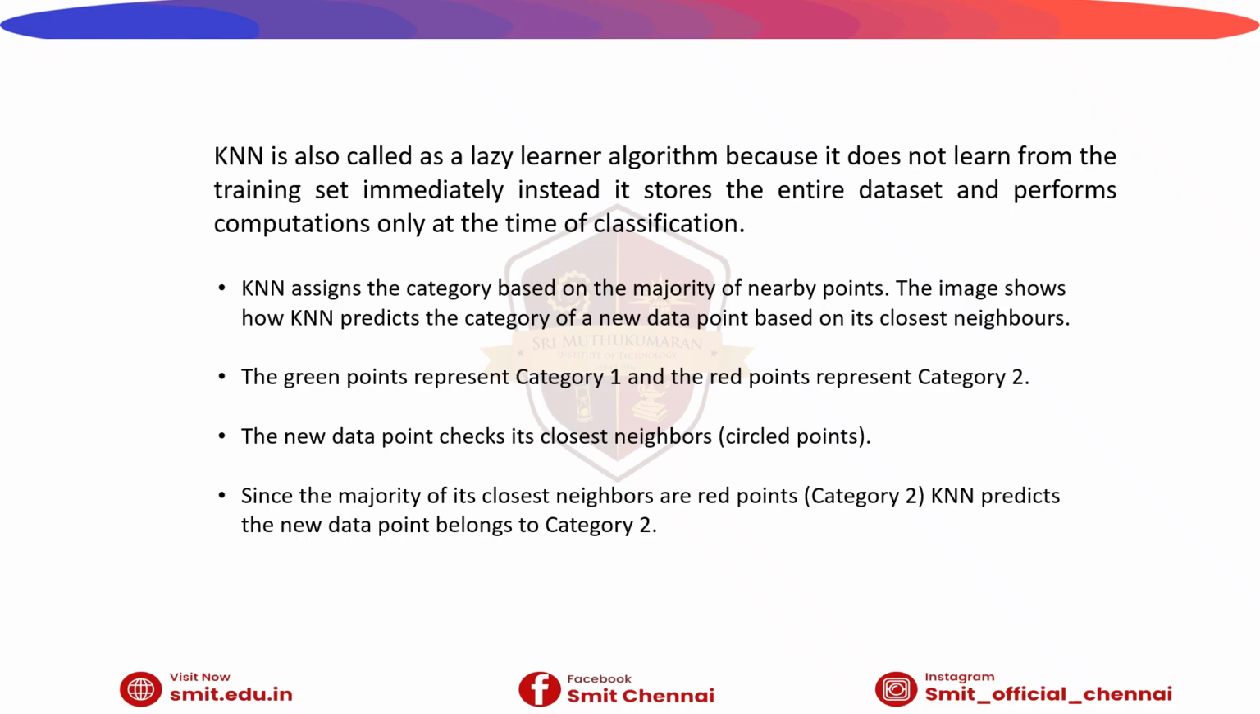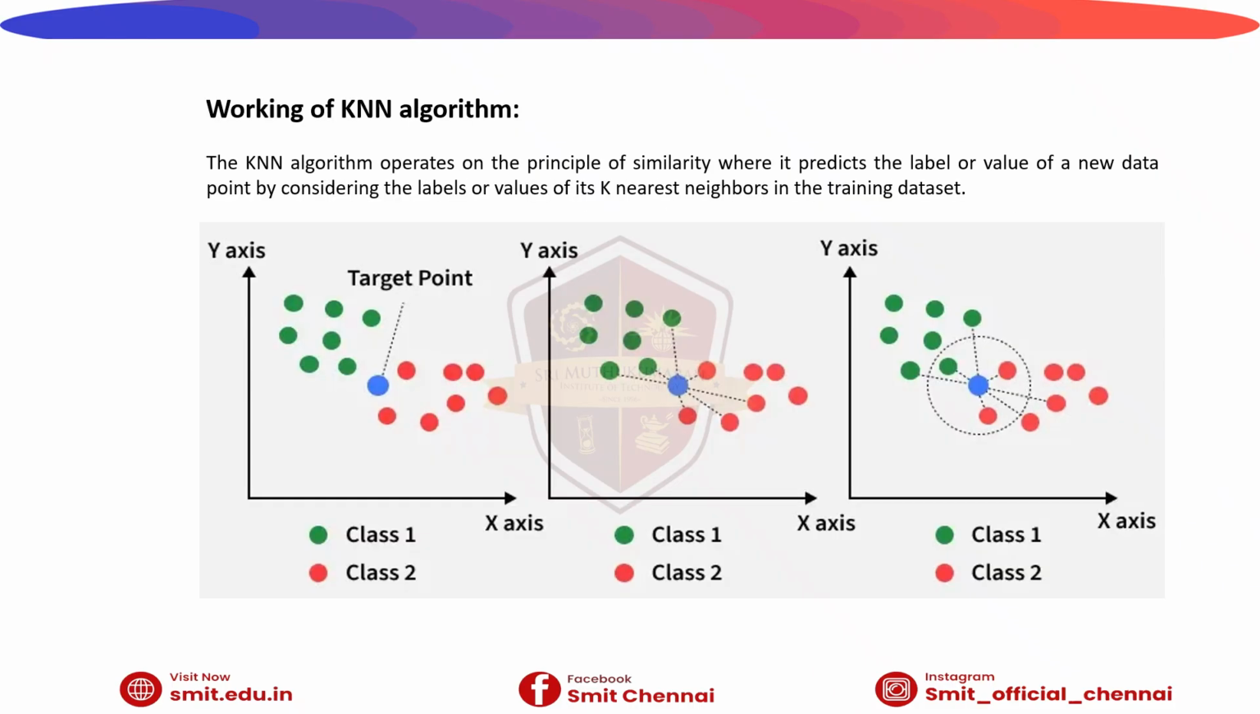For understanding, the green points represent category 1, that is class 1, while the red points represent category 2, that is class 2. A new data point is introduced and the algorithm identifies its nearest neighbors. Since most of the neighboring points belong to the red category, the point is classified to class 2. This process is called majority voting.